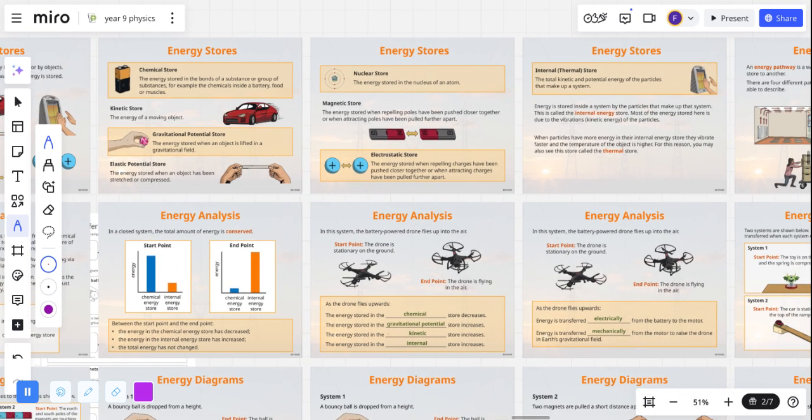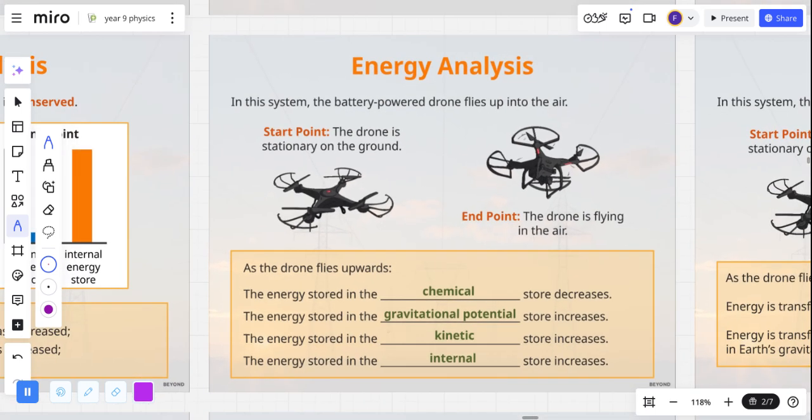Okay, so let's have a look at energy analysis. This is a drone. I like them. I've got one, I just don't get the time to fly them. They have a battery, which is a chemical energy store. When it takes off, it is moving up and getting higher, so its gravitational potential energy store increases. The chemical energy store, which is the battery, decreases because, well, batteries run out of power.